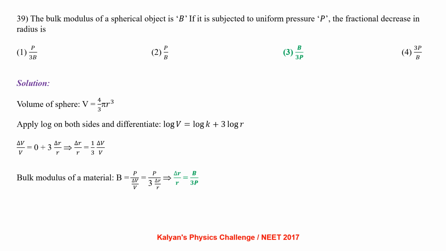Now write the formula of bulk modulus, B equal to P by (delta V by V). So in the place of delta V by V, we can write 3 times delta R by R. So from there we get delta R by R, that is the fractional change in radius, comes out to be B by 3P.